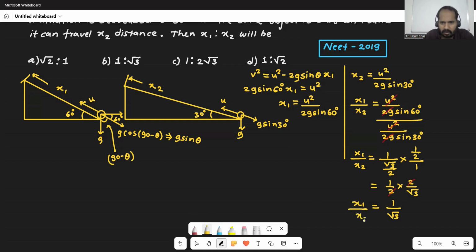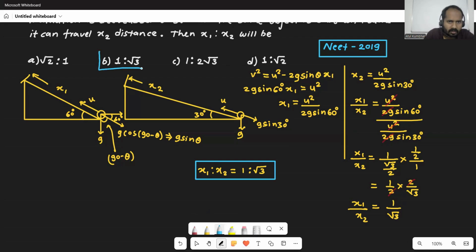So your ratio x1 is to x2 will be 1 is to root 3. That is your final answer. So I think B is the correct option.